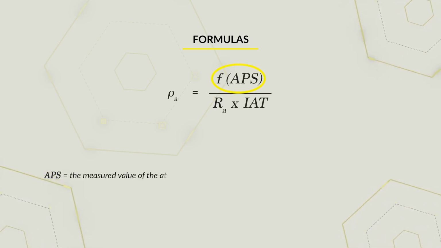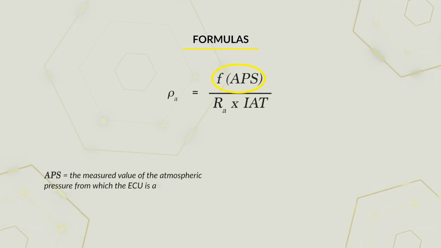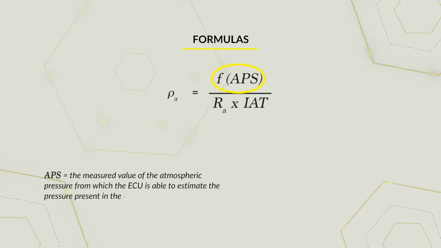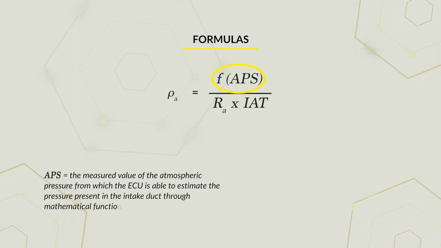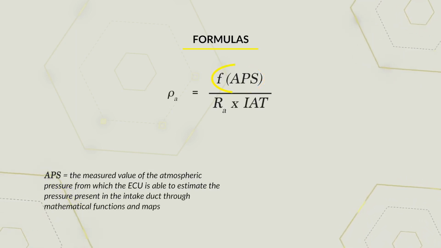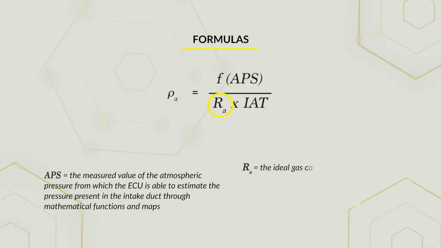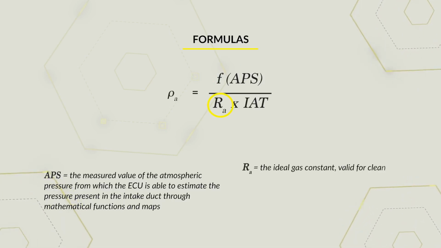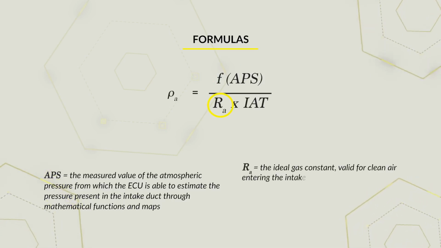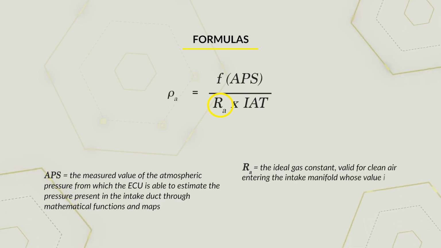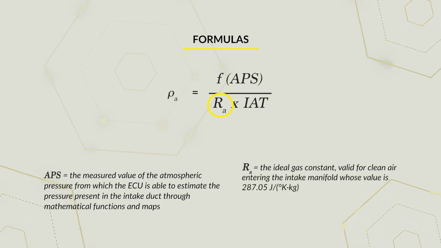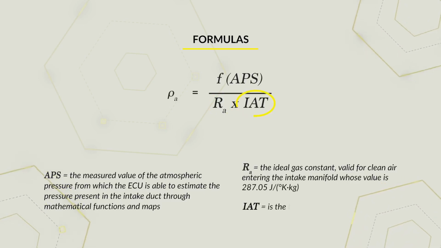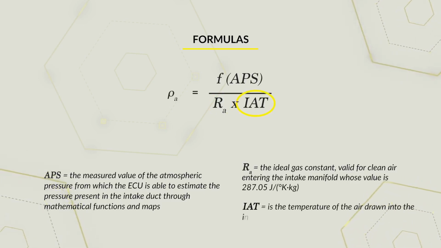APS is the measured value of the atmospheric pressure from which the ECU is able to estimate the pressure present in the intake duct through mathematical functions and maps. This is the ideal gas constant, valid for clean air entering the intake manifold, whose value is 287.05 joules per degree Kelvin per kilogram. This is the temperature of the air drawn into the intake duct.